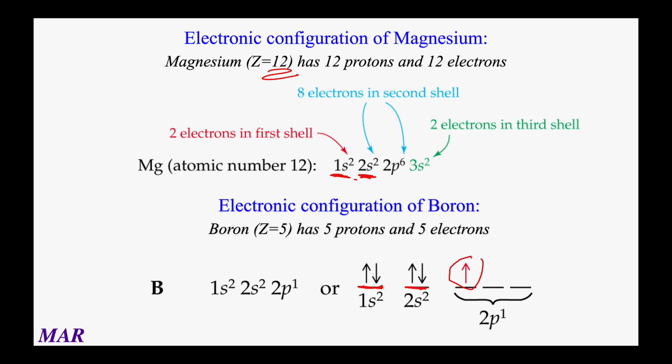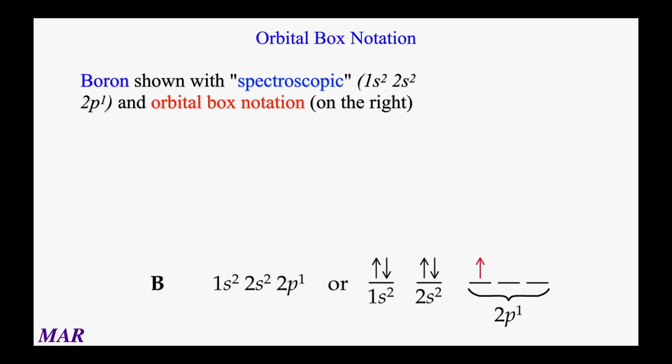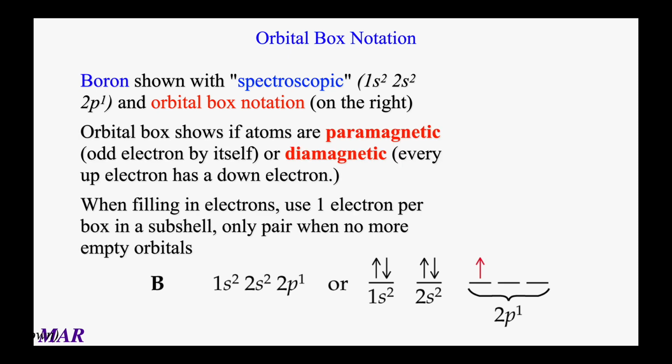The 1s2, 2s2, 2p1 is sometimes called spectroscopic notation, and it's a very compact way of doing this. However, we're going to see that this on the right, which is called orbital box, also has some uses to it as well. So you'll see both ways in this section. Here's the boron once again, 1s2, 2s2, 2p1, spectroscopic on the left, and the orbital box notation version on the right. And again, they're both really useful.